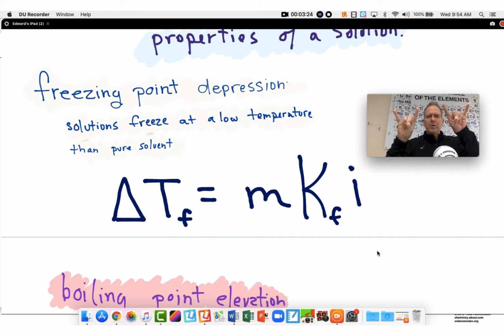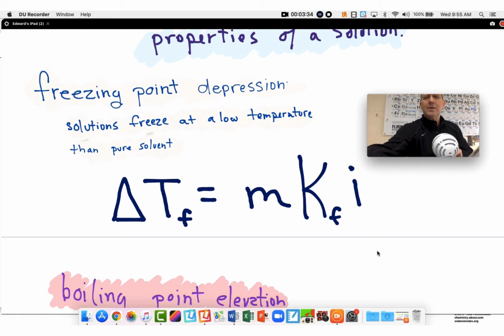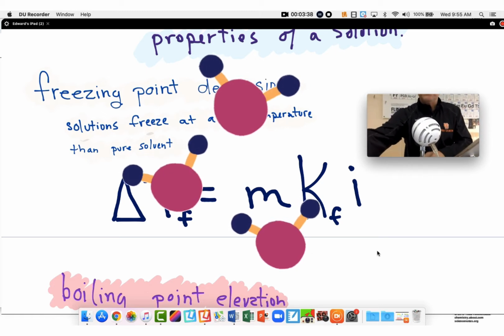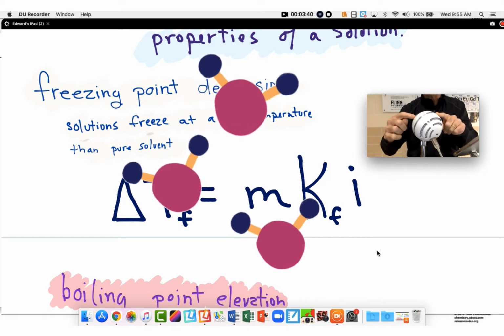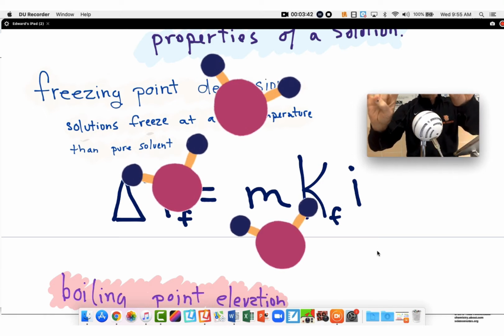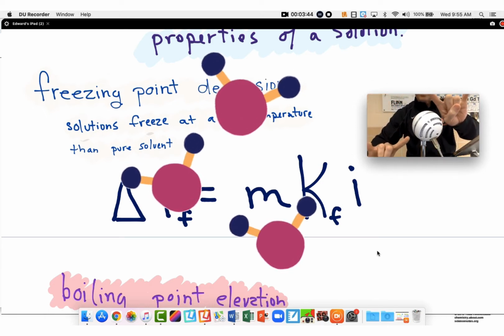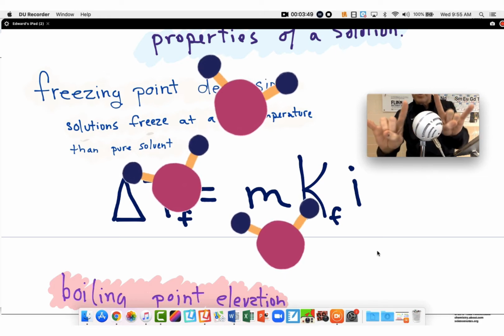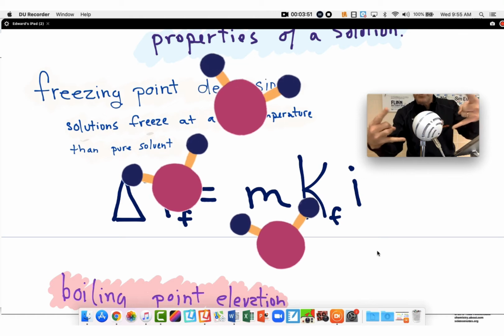When water molecules start to freeze, remember they have to line up positive to negative. Well, I'm going to use my snowball here as a solid particle. Say that this particle is dissolved in the water. It's in the way, right? The particles can't freeze because they have other little particles in their way.